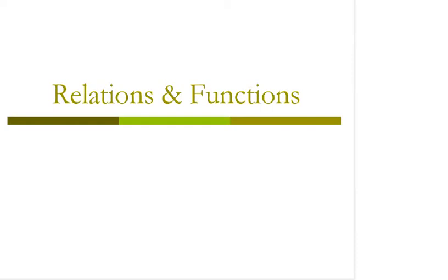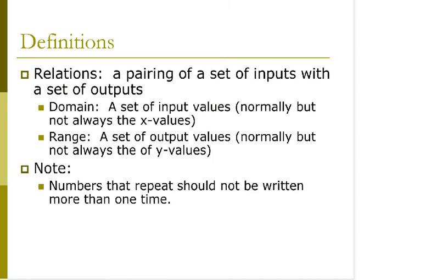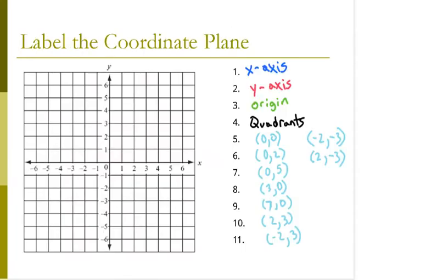A relation shows how one set of numbers is related to another. The set of input values is called the domain, and the set of output values is called the range. Before we get into a bit about relations, we need to review a few things about the coordinate plane.